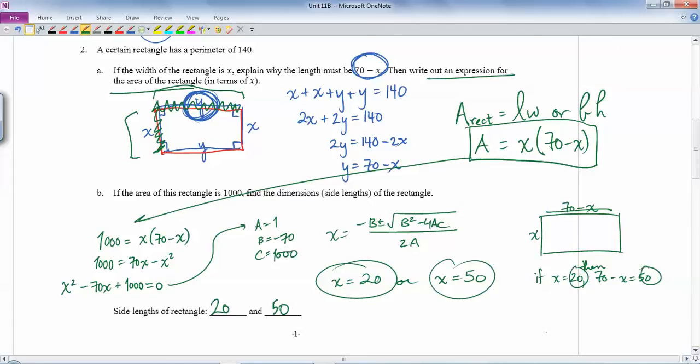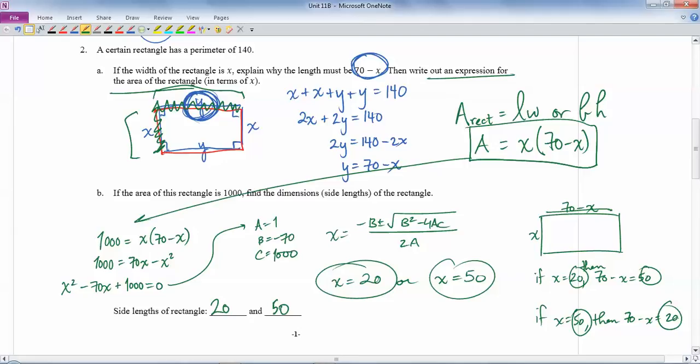And if x was 50 instead, if x equaled 50, well then 70 minus x would be 20. So really, you end up either with a 20 by 50 or a 50 by 20, but that's the same rectangle, just turned sideways essentially, if you want to think of it that way. So either way, we end up with 20 by 50.